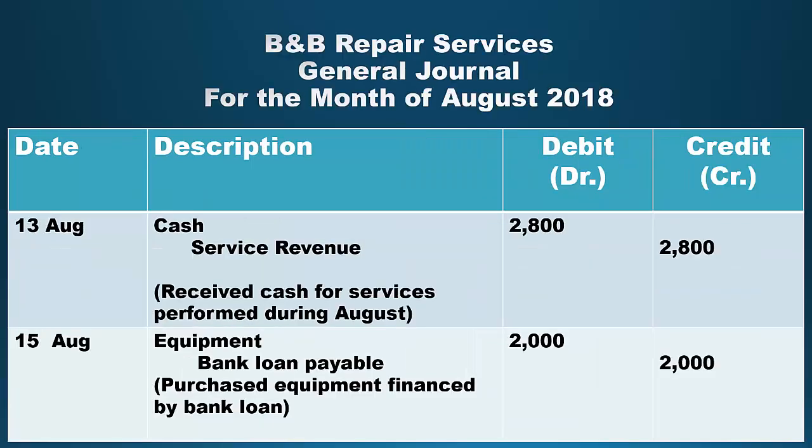August 13th, receiving cash for services performed. Step 1. Review the journal entry. On August 13, the company received $2,800 in cash for repair services they performed during August. The journal entry for this transaction was debit cash $2,800, credit service revenue $2,800. This tells us that we'll need to post to the cash ledger and the service revenue ledger.